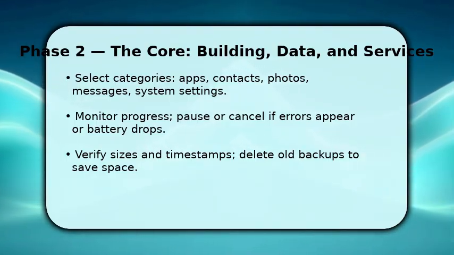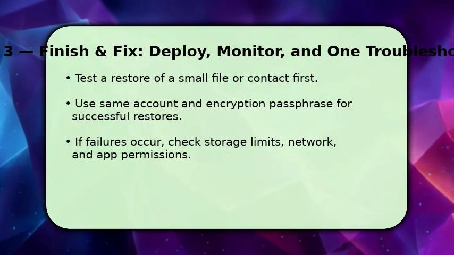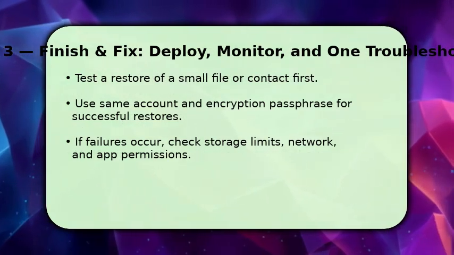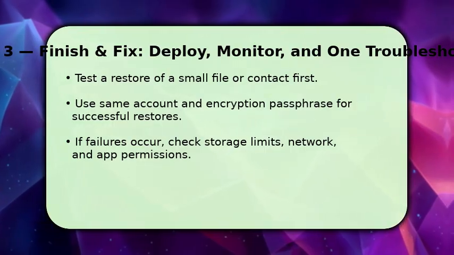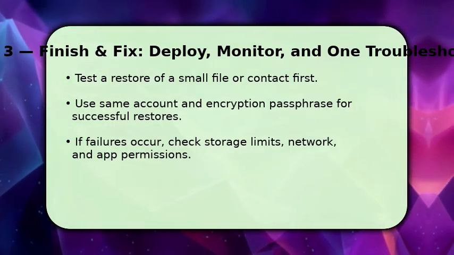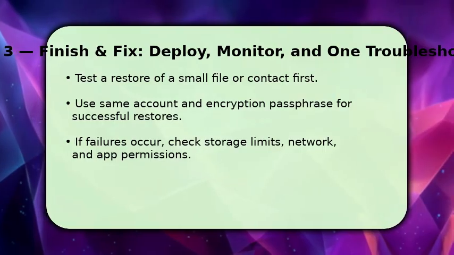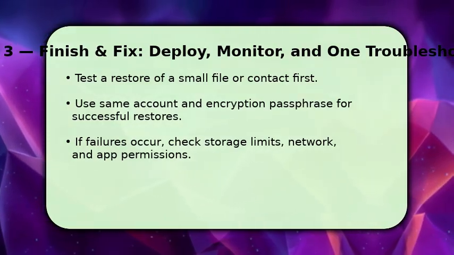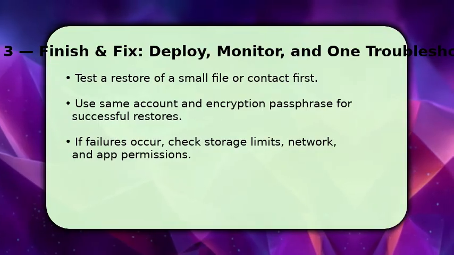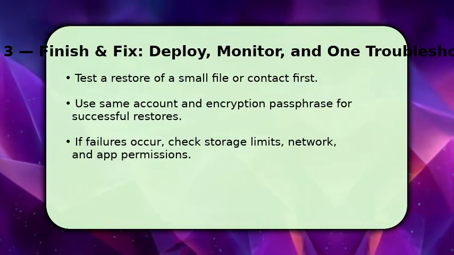You finish by testing a small restore to confirm everything works. Pick one contact or photo and restore it now. When restoring a full device, sign into the same account and enter any encryption passphrase you used, because mismatched credentials block access. If something goes wrong, check storage quotas, network stability, and app permissions, then retry.